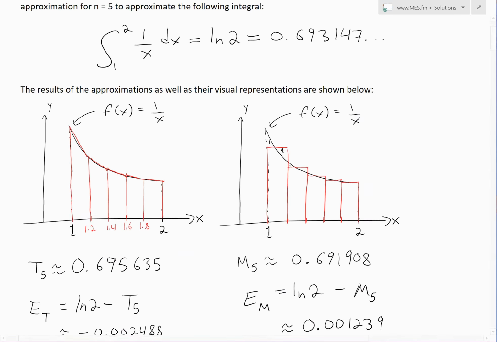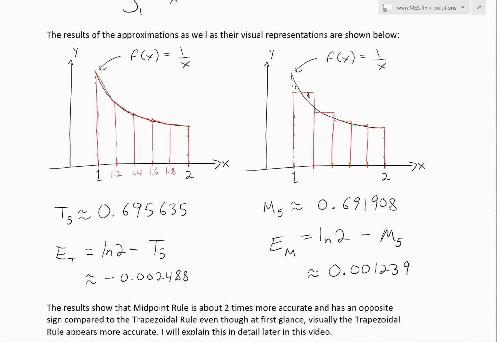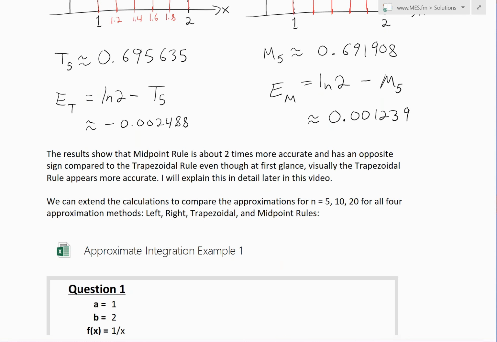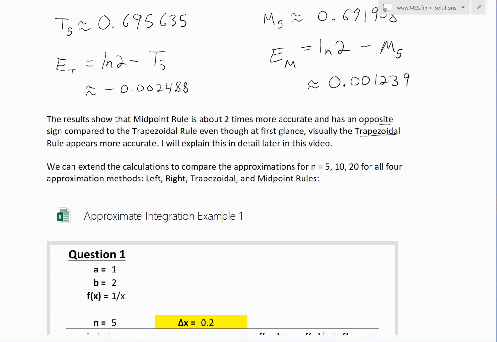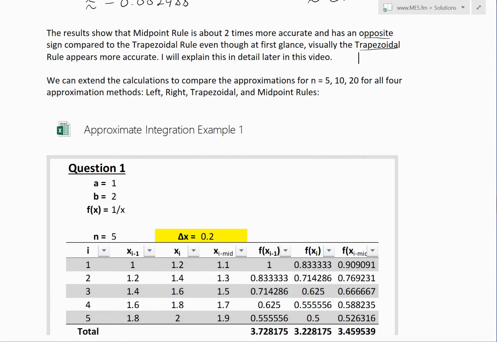So the midpoint rule was more accurate, even though this one appears to be more accurate. And I'll explain that in a bit. Basically, the results show that the midpoint rule is about 2 times more accurate and has an opposite sign compared to the trapezoidal rule, even though at first glance visually the trapezoidal rule appears more accurate. I'll explain this in detail later in this video, but first we can extend the calculations to compare the approximations for n equals 5, 10, 20, and for all 4 approximation methods: left, right, trapezoidal, and midpoint rules.